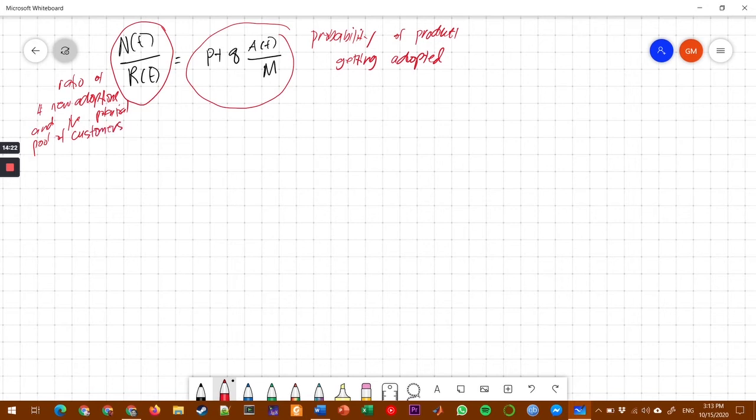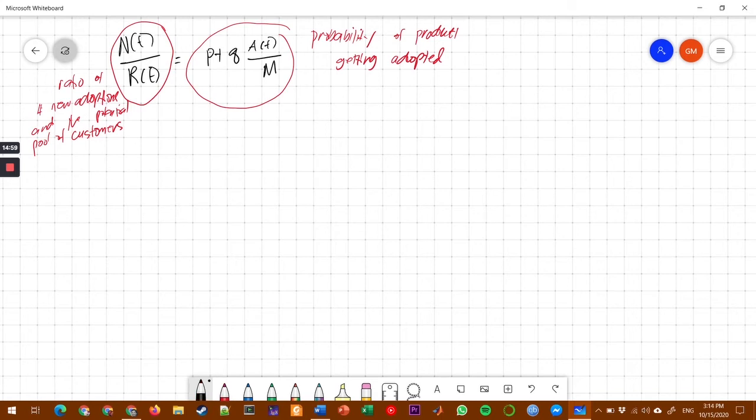So from this equation, we can manipulate it to get n of t, because we are interested in n of t. What could be the number of new adoptions as time evolves? Let's say we start from time equals 0. How many customers do you think will adopt your product? Let's say later at time t equals 10, maybe 10 years, how many customers do you think would have already adopted your product then?